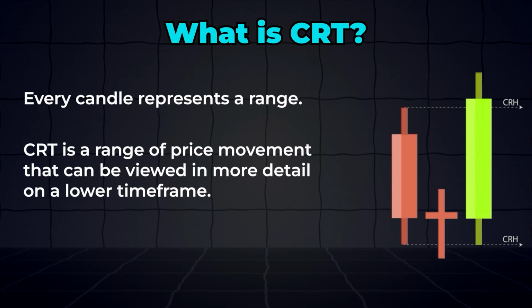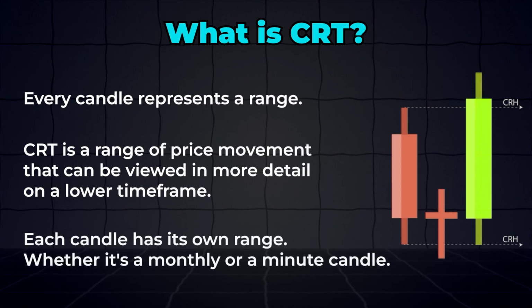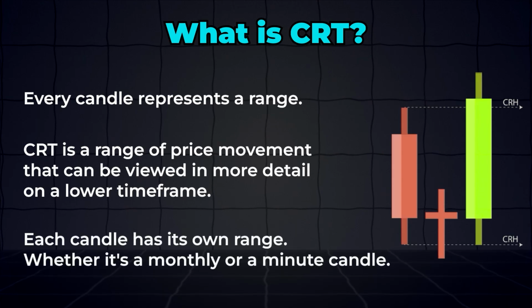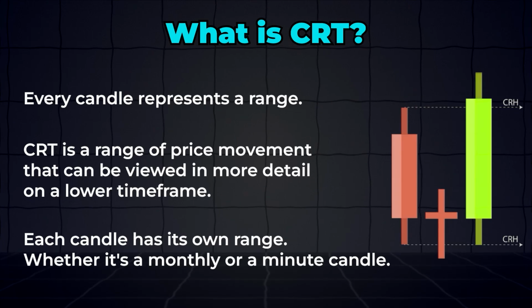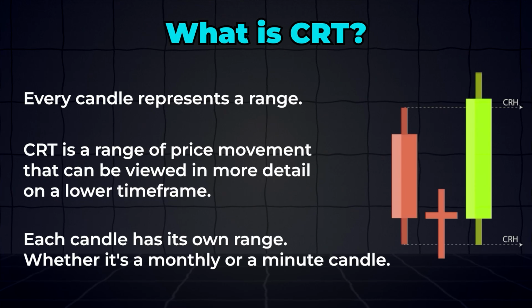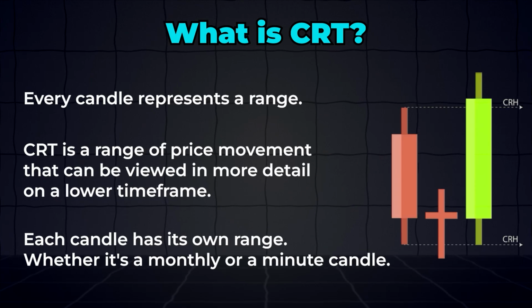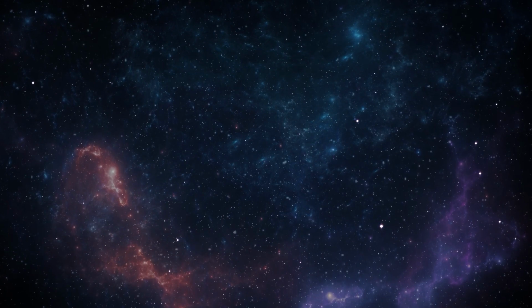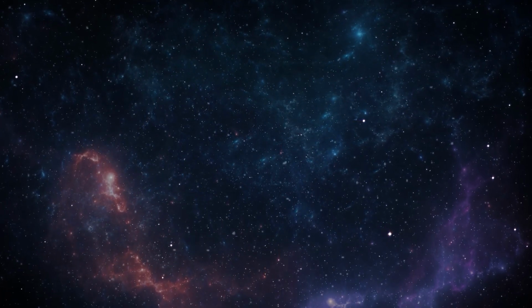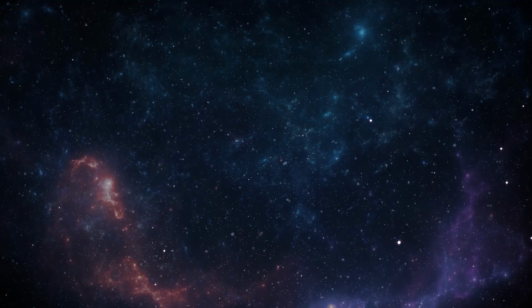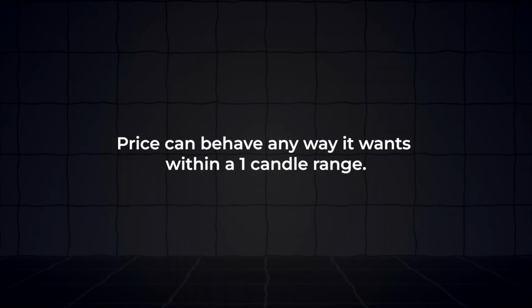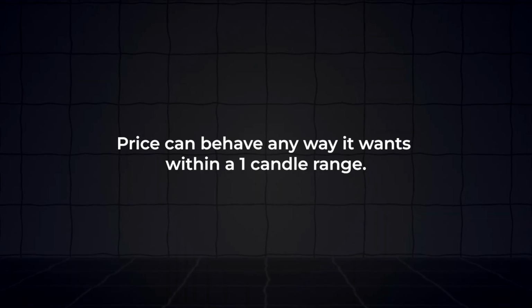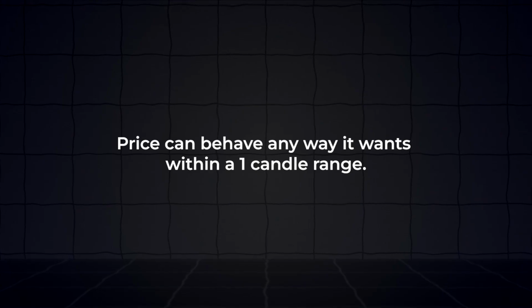There are no exceptions. Every candle, whether it's a monthly or a 1-minute candle, has its own range. Similarly, every candle has its higher time frames and its lower time frames. This concept can be compared to the structure of the universe. Just as every galaxy consists of star systems, which in turn are made up of planets and particles, every candle on the chart contains an entire world of smaller price movements. Ranges can be broken, tested, or turned into liquidity traps. All of this is reflected in candlestick patterns.